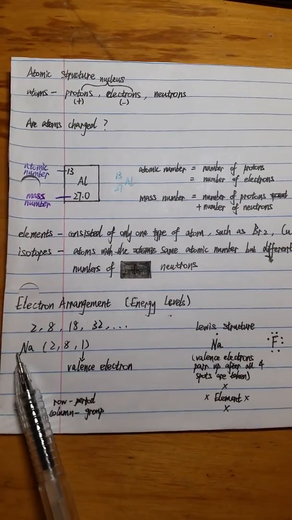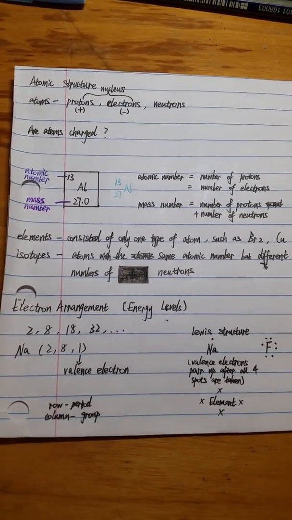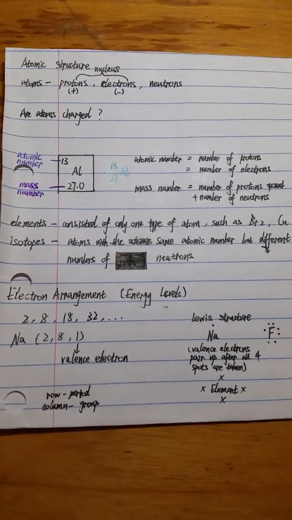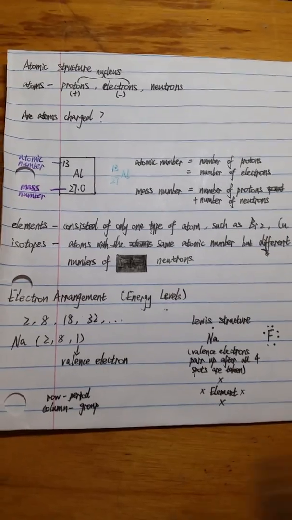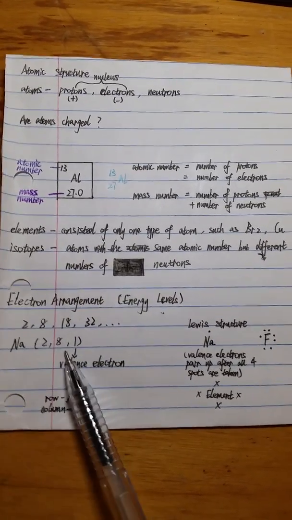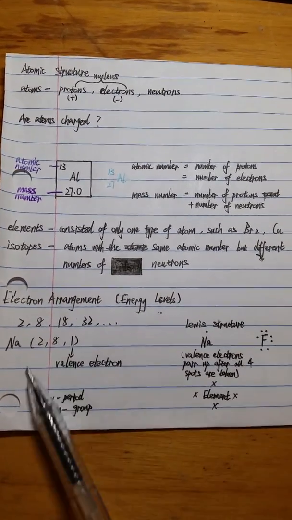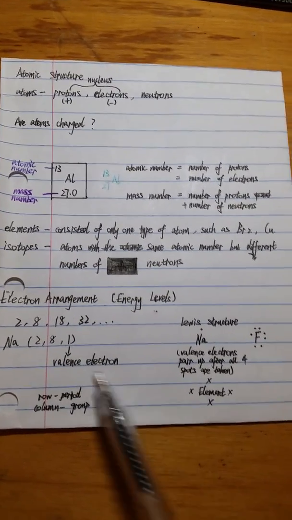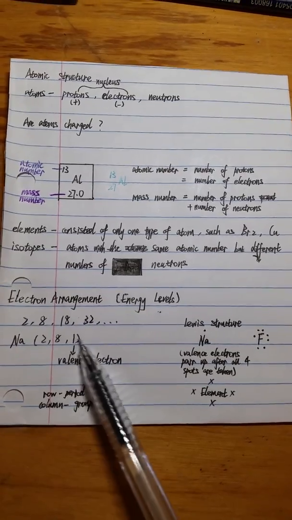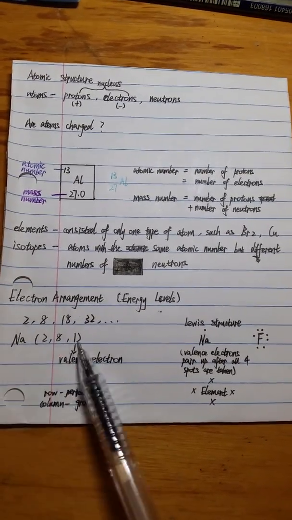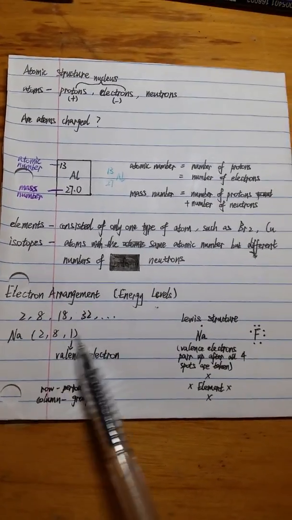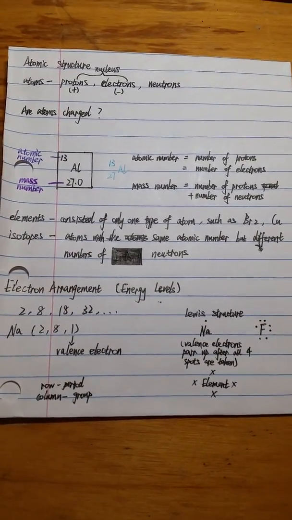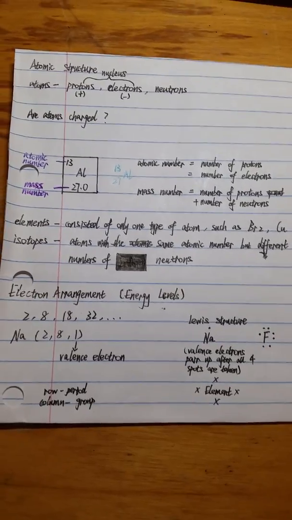Take sodium for an example. We know its atomic number is 11, and its electron arrangement, which is its energy levels, is 2, 8, 1. If you add them together, they equal 11. And this one electron on its third energy level is its valence electron, which just means the outermost energy level.